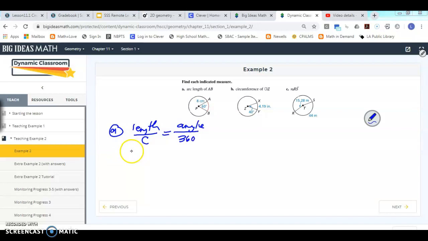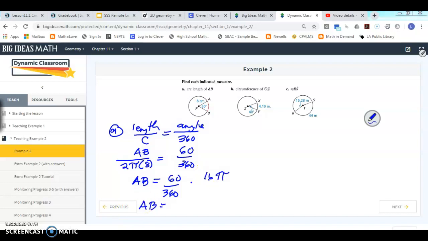So for letter A, we need the length of AB. The circumference is 2 pi. What's your radius? Your radius is 8. Is equal to, the central angle is 60 over 360. Now, if we want to isolate AB, then AB is equal to, you can actually reduce this, but I'm going to keep it for now, 360 over 360 times 2 times 8, which is 16, so that's 16 pi. There you go.